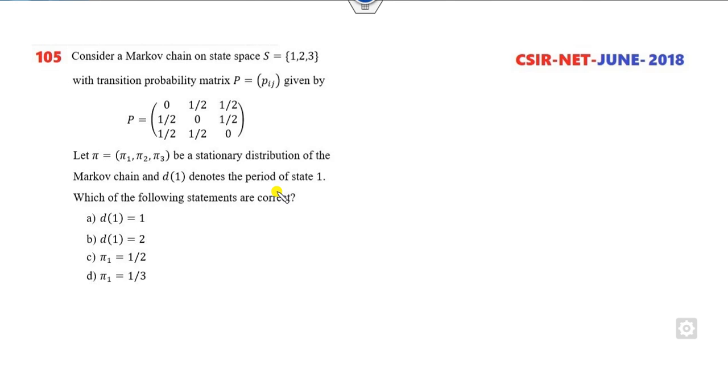So let's start with these shortcut tricks. Here, you have to find the period and the stationary probability. Look at that: the diagonal entries are zero, so you can't say that it is always 1. What you can do is, firstly, see that it's a doubly stochastic Markov chain, because you can see row sum and column sum are the same. So what is the stationary probability? The number of states is 3, so 1 by 3, 1 by 3, 1 by 3. States are 1, 2, 3.